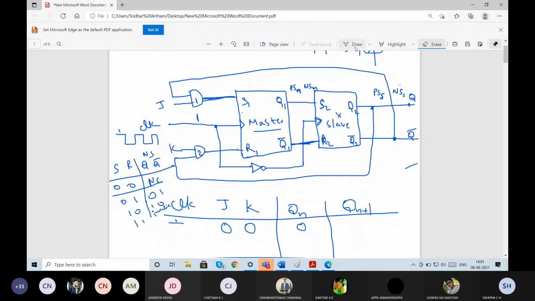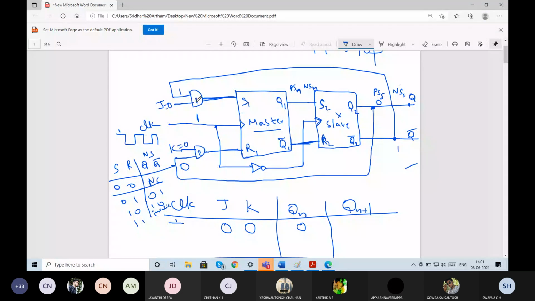Now let me consider the present state as 0. It means that Q value is 0. This Q is connected to the second AND gate. So Q is 0, and this will come here. Q bar is 1, and this one will go here. Now I also have to check J and K values. J value is 0, K value is 0.